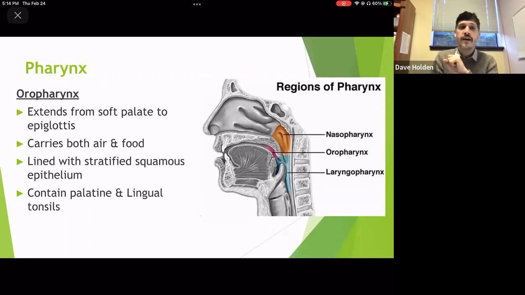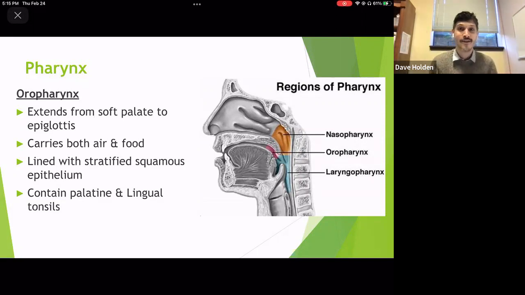All right. Oropharynx extends from the soft palate to the epiglottis. The epiglottis is the little flap that closes off your airway when you swallow, and it closes off the esophagus when you're breathing. So normally your stomach tube is closed because you're breathing all the time. When you swallow and food is headed down the tube, the epiglottis flops over, opening up the stomach, but closing the airway. This is why humans can't breathe and swallow at the same time.